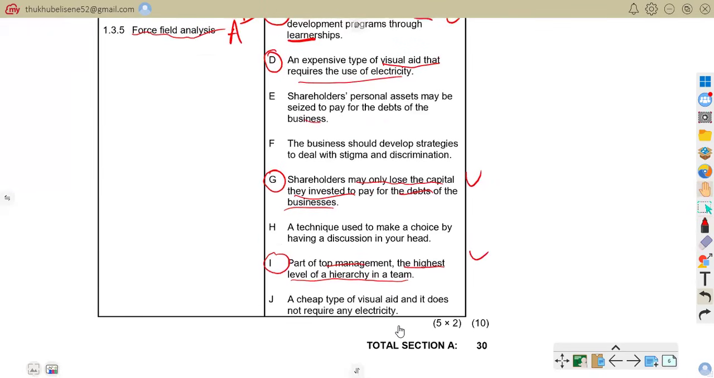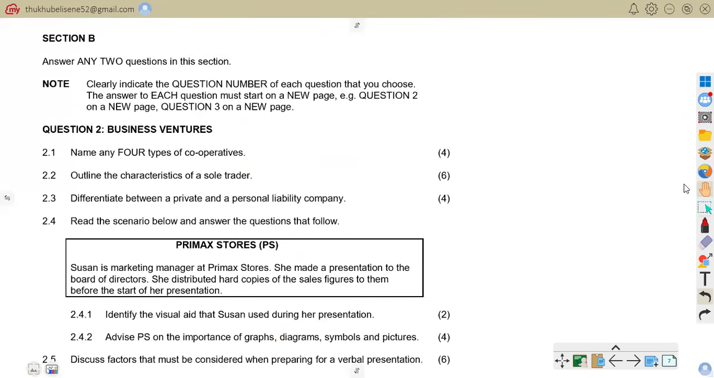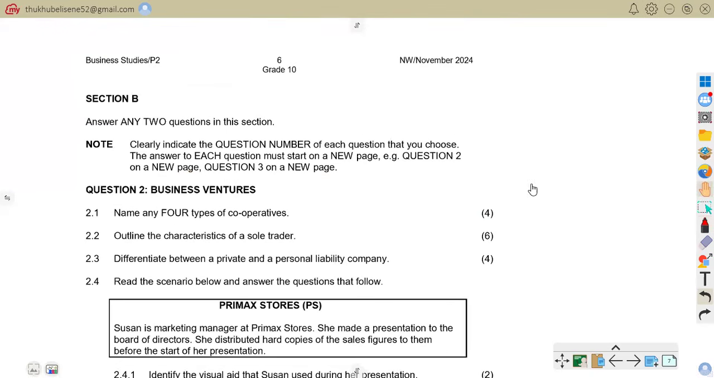Now we are moving on to section B. As you still remember the instructions that were given before we attend to these questions, we are asked to answer any 2 questions in this section, and I've said that we are going to answer them all. Note clearly: indicate the question number of each question that you chose. The answer to each question must start on a new page, e.g. question 2 on a new page, question 3 on a new page.